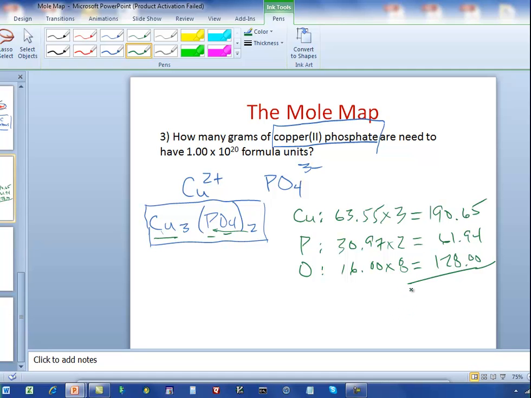And when you do that, if I did my math correctly, that should be 380.59, and that's grams per mole. That's the unit on that. Okay.